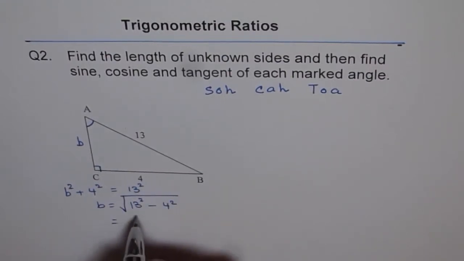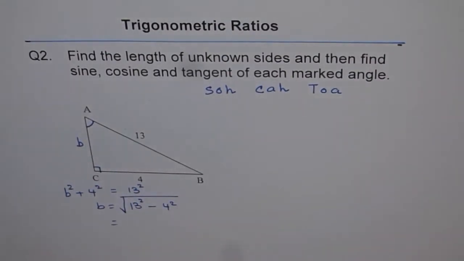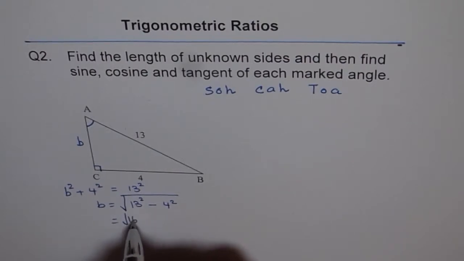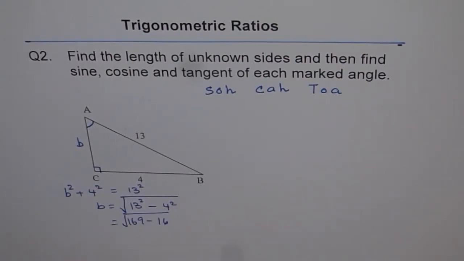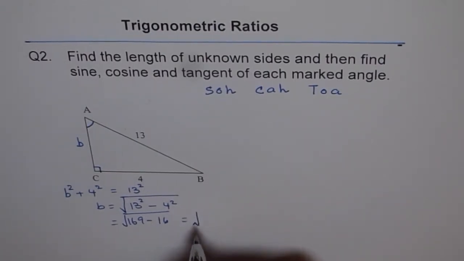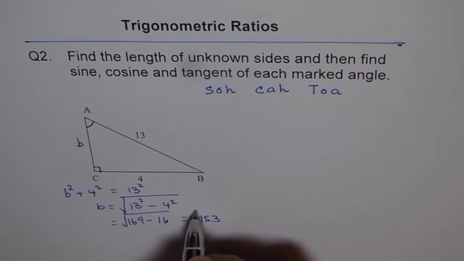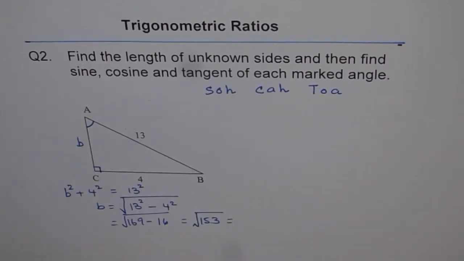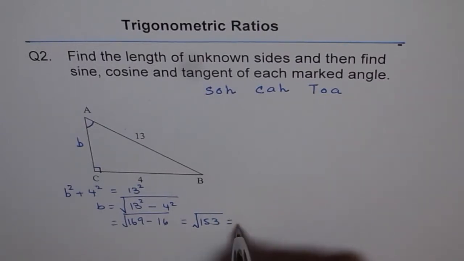So we can use a calculator to find the answer. 13 square equals 169. So we write down 169 minus 16, which equals 153, and then the square root of 153 is equal to 12.369.